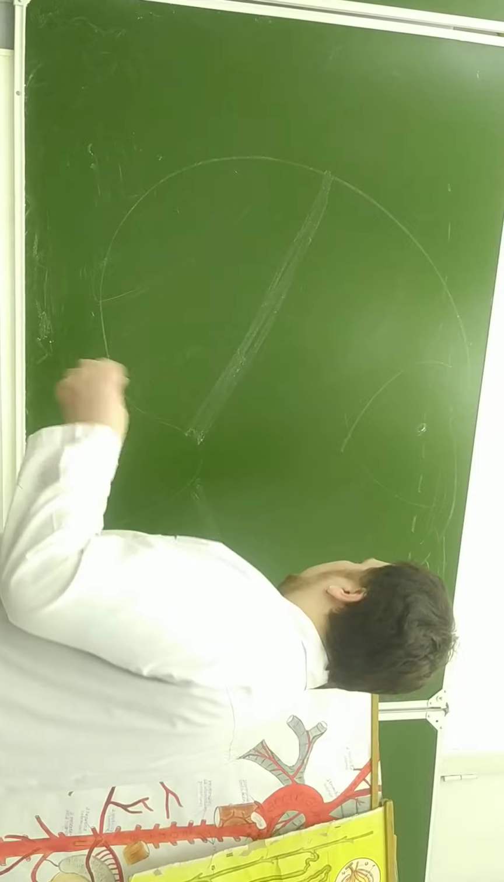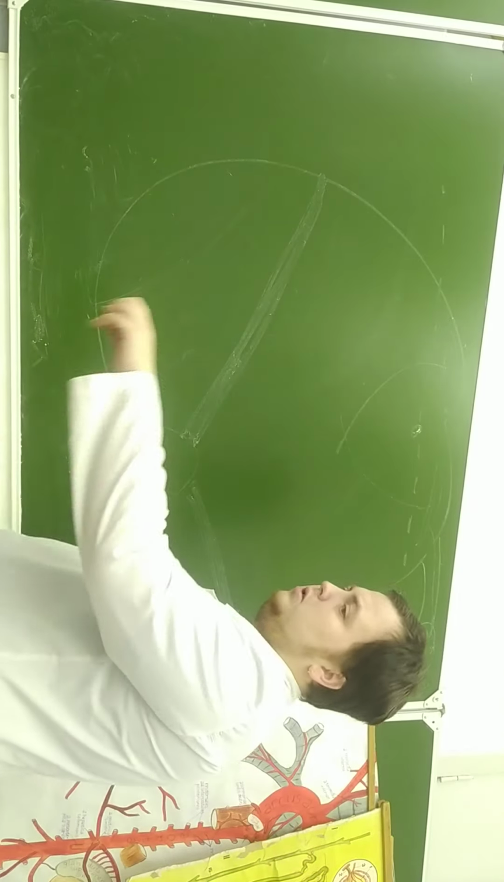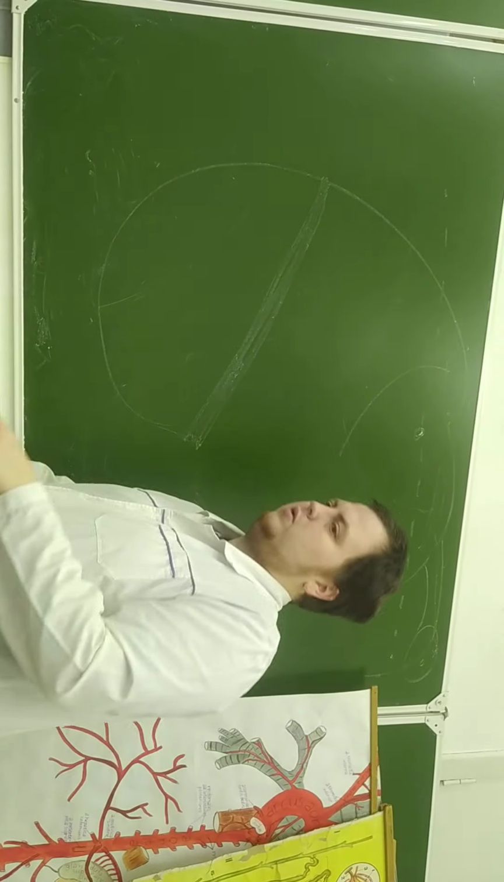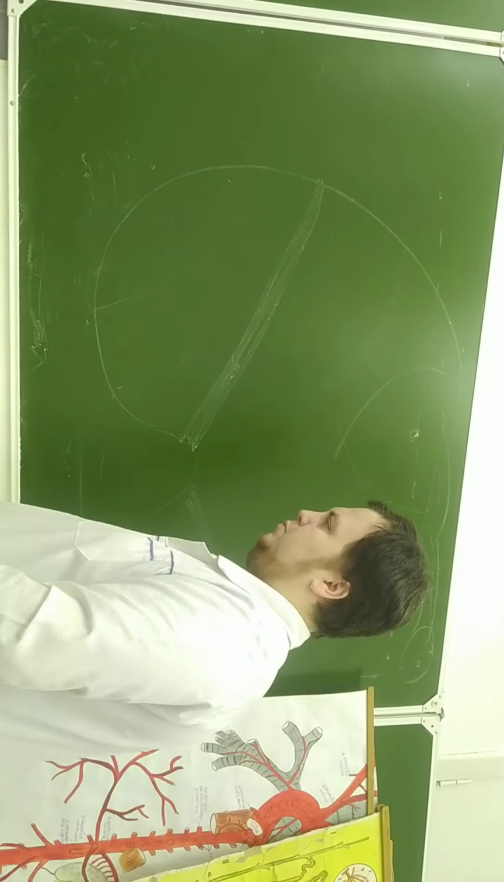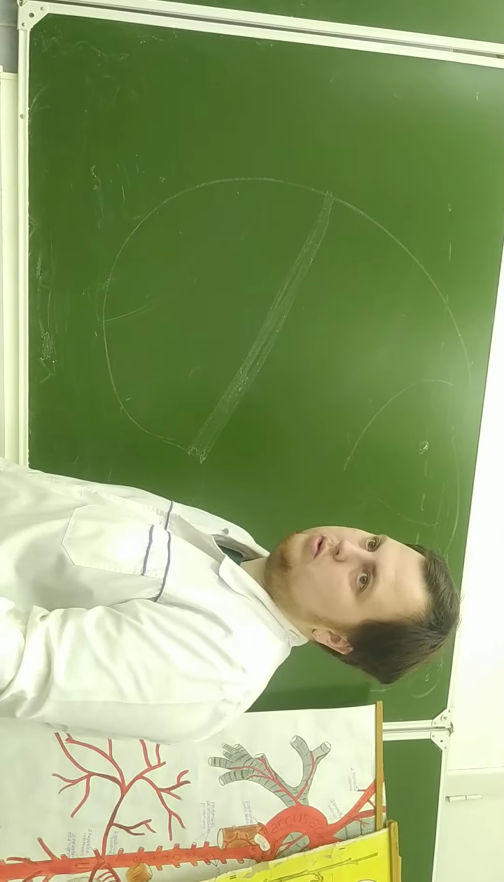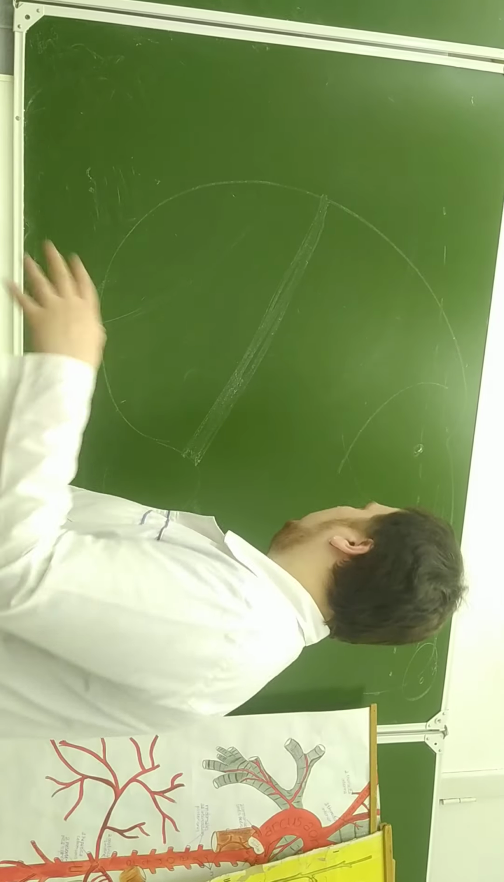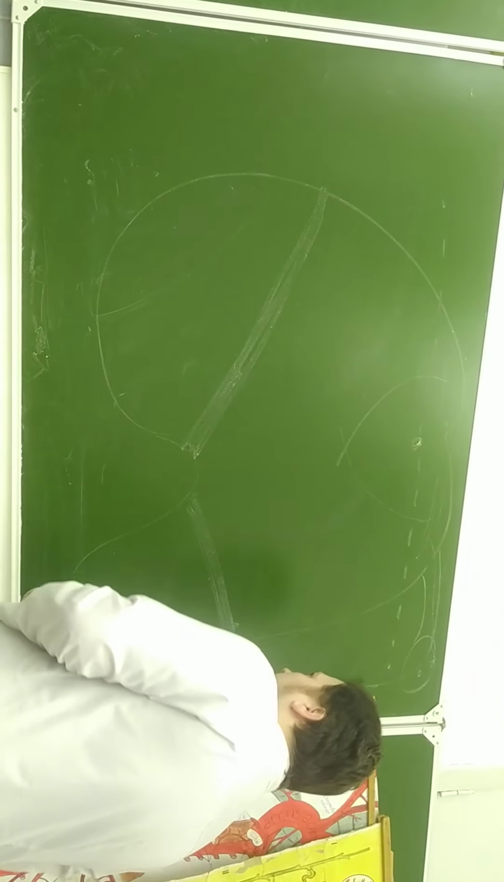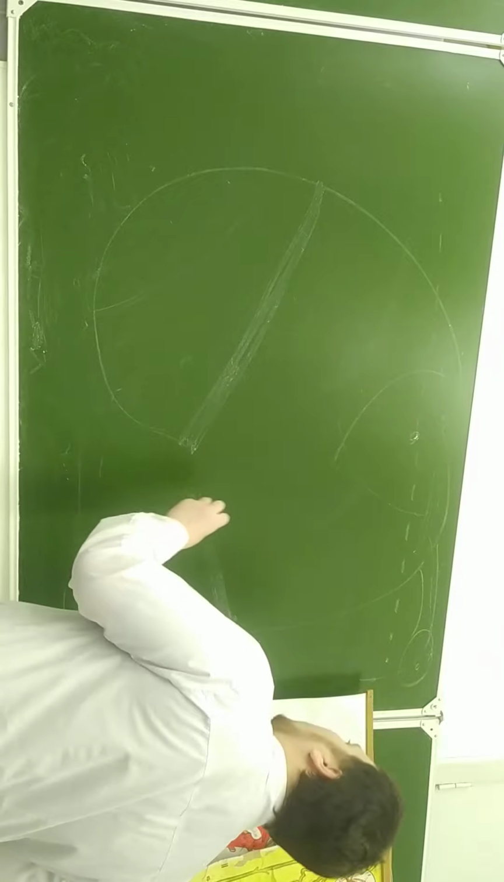Okay, and then it goes downwards through the pons, through the medulla, to the anterior horns of the spinal cord, the motor nuclei of the anterior horn of the spinal cord. Okay, what happens next?